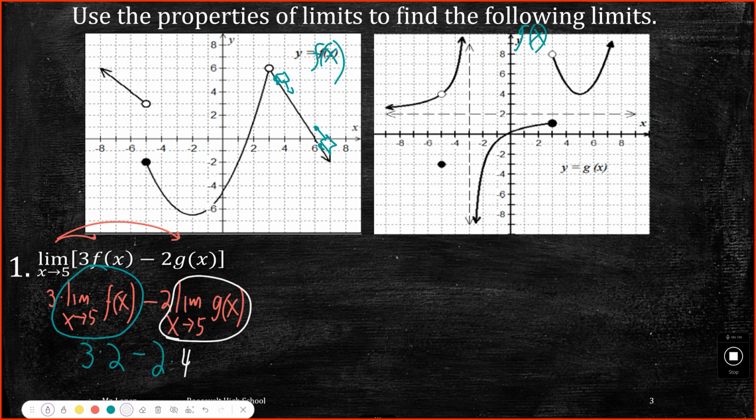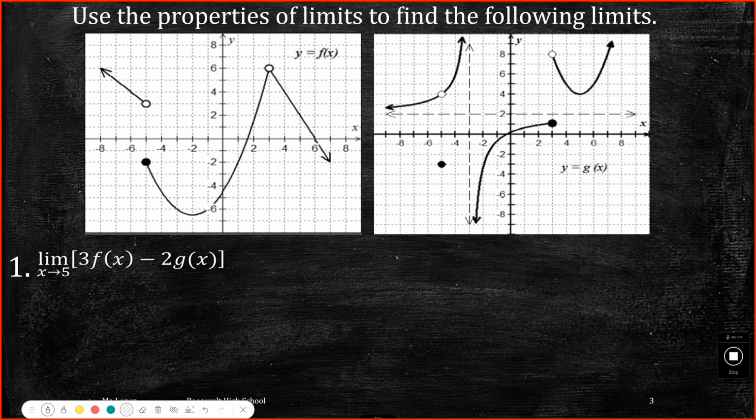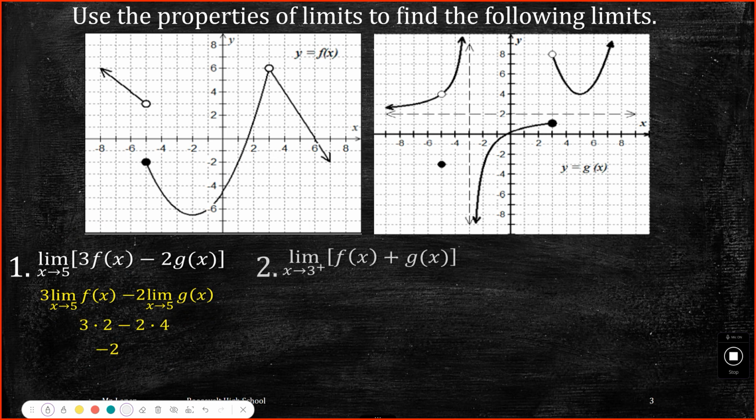And this is just basic math. 3 times 2 is 6, minus 2 times 4 is 8. 6 minus 8. What's 6 minus 8? Negative 2. Okay, so there's that. So we're doing this, and that's all we're doing here. We're using the limit laws. So let's go on to number 2.